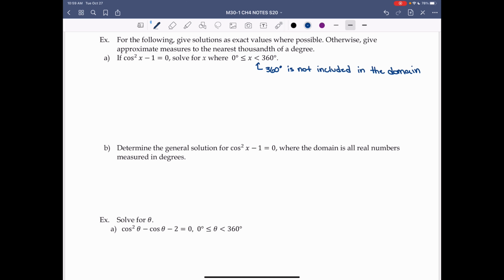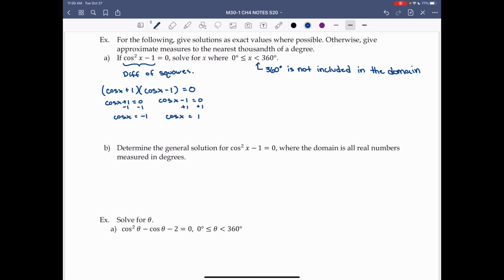Let's factor cos squared x minus 1. That's a difference of squares. So the first term in each binomial would be the square root of cos squared x, which is cos x. And then the last term would be the square root of 1, which is 1. One factor with a positive, one factor with a negative, and then equal to 0. We look at each factor when it's equal to 0. Cos x plus 1 equals 0. Minus 1, cos x is negative 1. And then cos x minus 1 equals 0. Add 1, cos x equals 1. So we want to know when is cos x equal to negative 1 and when is cos x equal to 1.